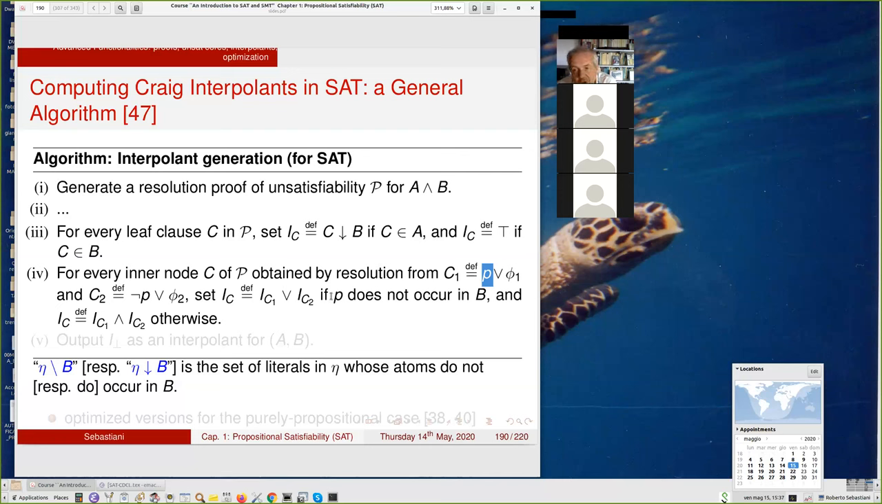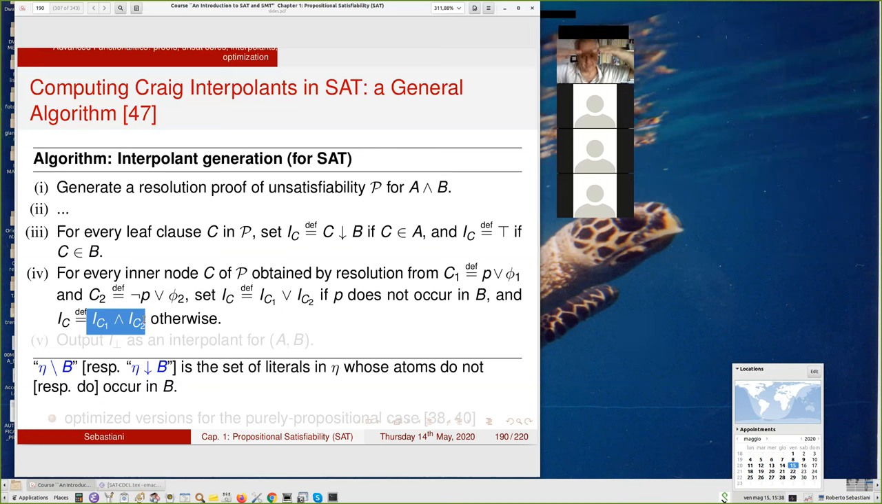Now, again, in order to build the partial interpolant of that node, you work as follows. So if P is a common variable or not. If it does not occur in B, then you take the disjunction of the interpolants which you have previously computed for C1 and C2. So you take the disjunction of that. If P is a common variable, then you take the conjunction of them.